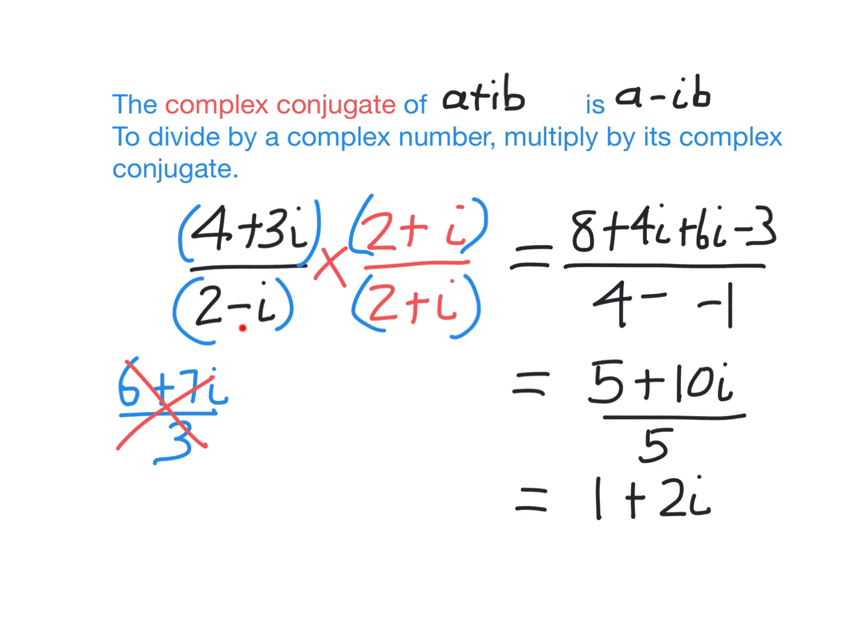Here, when you multiply a complex number by its conjugate, you get a real number. And it's much easier to visualize dividing a number by 5 than dividing a number by 2 minus i. So that's why this process works.